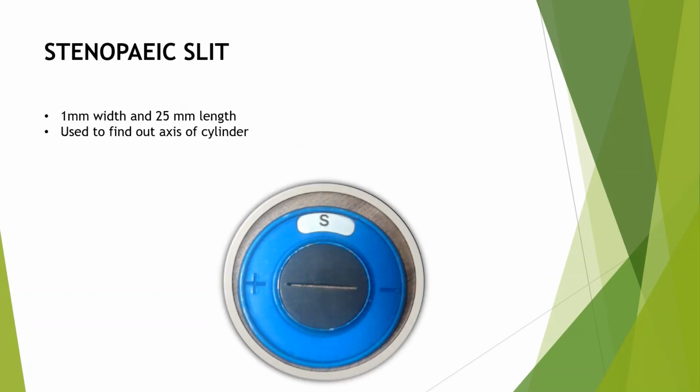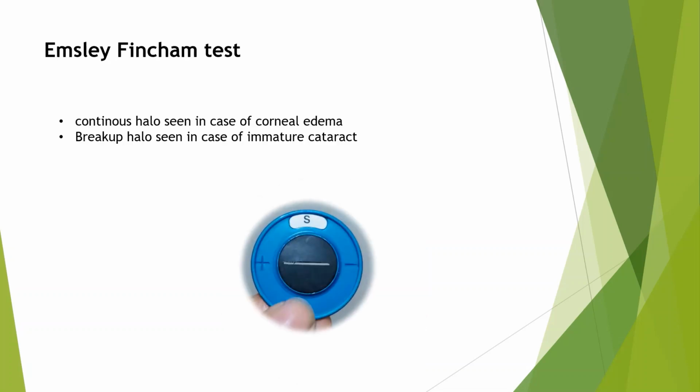Third one is stenopic slit. It has a slit of 1 mm width and 25 mm in length. It allows a strip of light to pass through the cornea and fall on retina. It is used to find out the axis of cylinder. It is also used in Emslie-Fincham test to differentiate between immature cataract and corneal edema due to acute congestive glaucoma. In case of corneal edema, continuous halos are seen, whereas broken halos are seen in case of immature cataract.